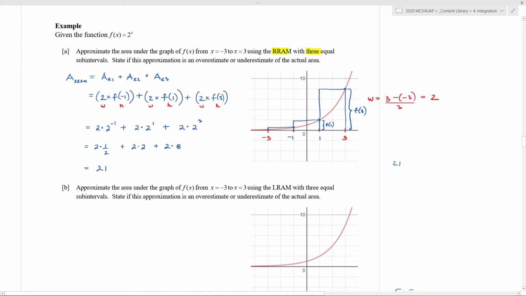Okay, so if I were to shade in these rectangles, that area would be 21. And just from looking at it, I would say that that's an overestimate, because look at all this extra area that's above the curve. So we could say that this is an overestimate.